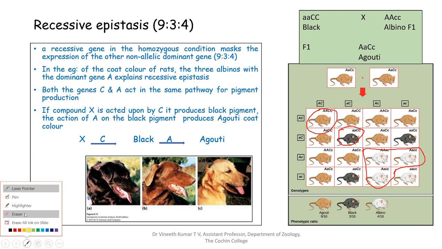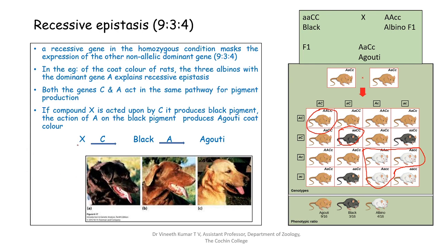In this particular pathway, you have a compound called X, that will be acted upon by the enzyme that is produced by the capital C gene. If it is capital C gene, the enzyme will be produced, and as a result you get the pigment called black, and that is what you see here, these three individuals showing black color. They have a capital C, and if you observe their genotypes, they do not have a capital A. The capital A gene is recessive.